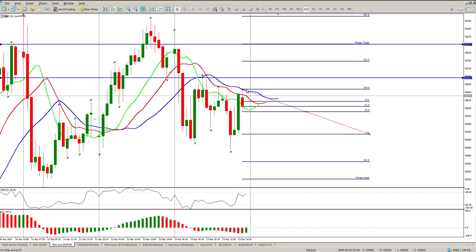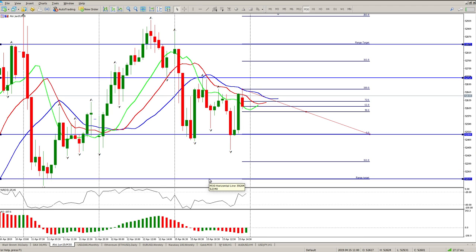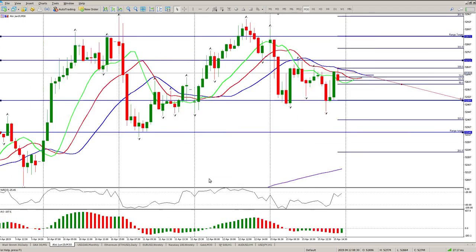The thing is, if you get a 5-minute close above 52678, you are long, and you're long looking for 52850. If you get a 5-minute close below, it's not going to give me the value. Let's just put a line in there, and that'll give us the value. So if we get a 5-minute close below 52510, then you have a range target of pretty much the bottom of the bigger range, which is 52340.